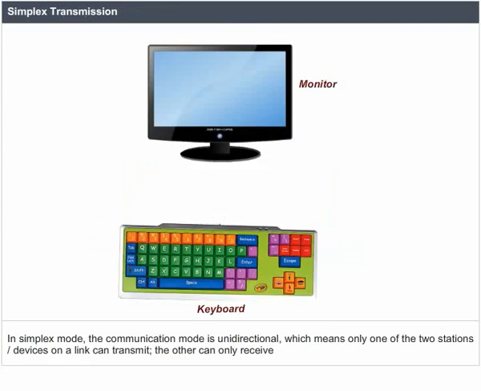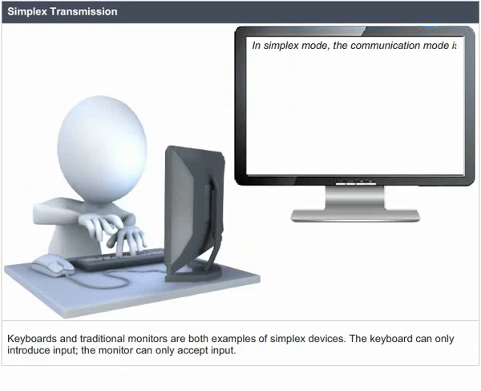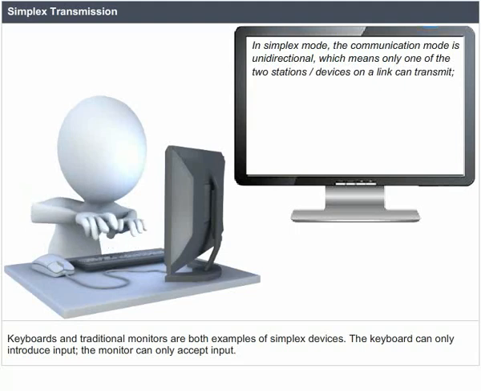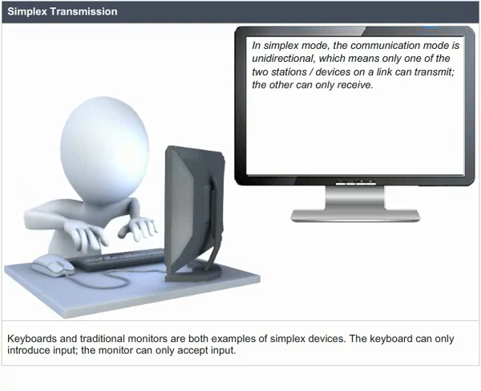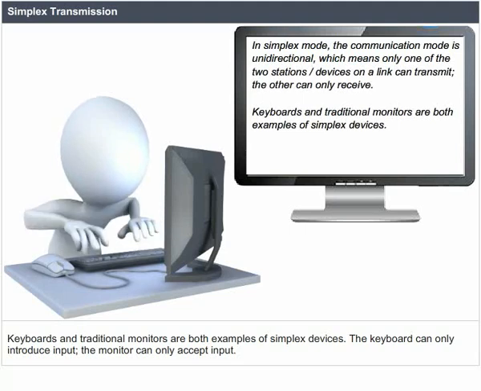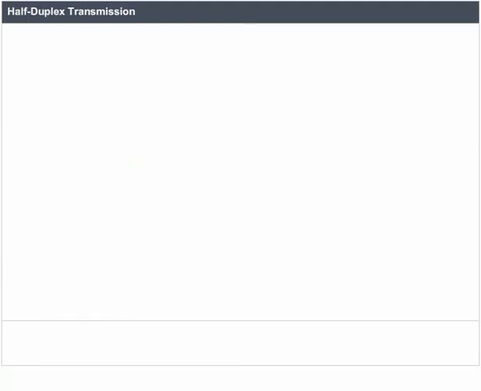Simplex transmission. In simplex mode, the communication mode is unidirectional, which means only one of the two stations or devices on a link can transmit, the other can only receive. Keyboards and traditional monitors are both examples of simplex devices. The keyboard can only introduce input. The monitor can only accept input. Half-duplex transmission.